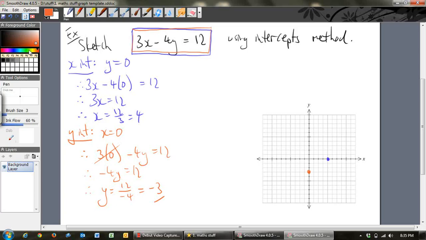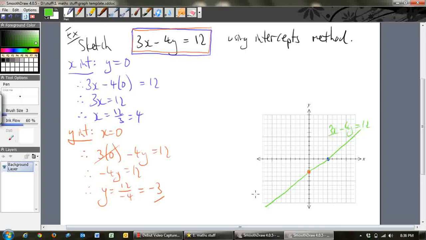Now that we've got those 2 points on the line, that means all you need to do is draw a line between them. I'll try and get that a bit better. There we go. So you get your ruler out and draw a line between those 2 points. Label the line 3x minus 4y equals 12. That's the relationship line there. And that's all there is to the method. You find the x-intercept, you find the y-intercept, plot them on the graph, draw a line between them.